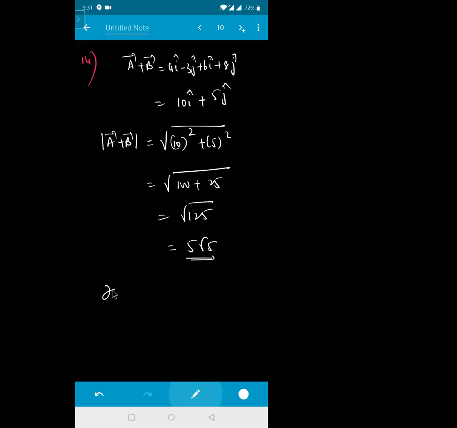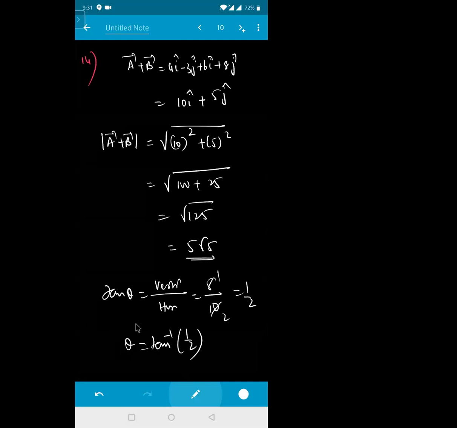It is also asking for the angle. So tan theta is nothing but vertical divided by horizontal. What is the vertical here right now? 5. Horizontal is 10. So it is 5 by 10, that is 1 by 2. So theta will be equal to tan inverse of 1 by 2. Is it clear for everyone? Direct question, nothing is there here. Tan theta is equal to vertical by horizontal. The vertical component is 5 i cap and the horizontal component is 10 j cap. I just substituted the values, i and j value is 1, so I'm getting 1 by 2. So theta is tan inverse of half.